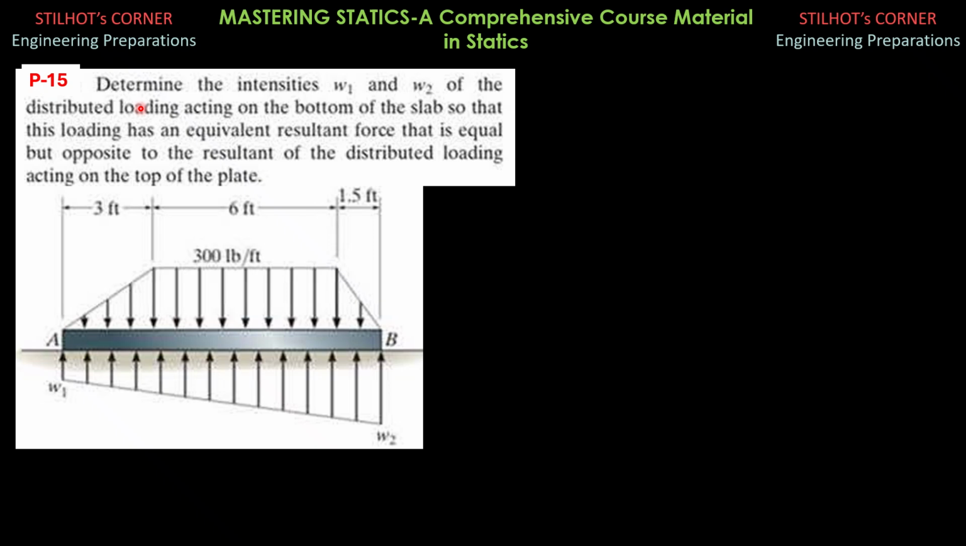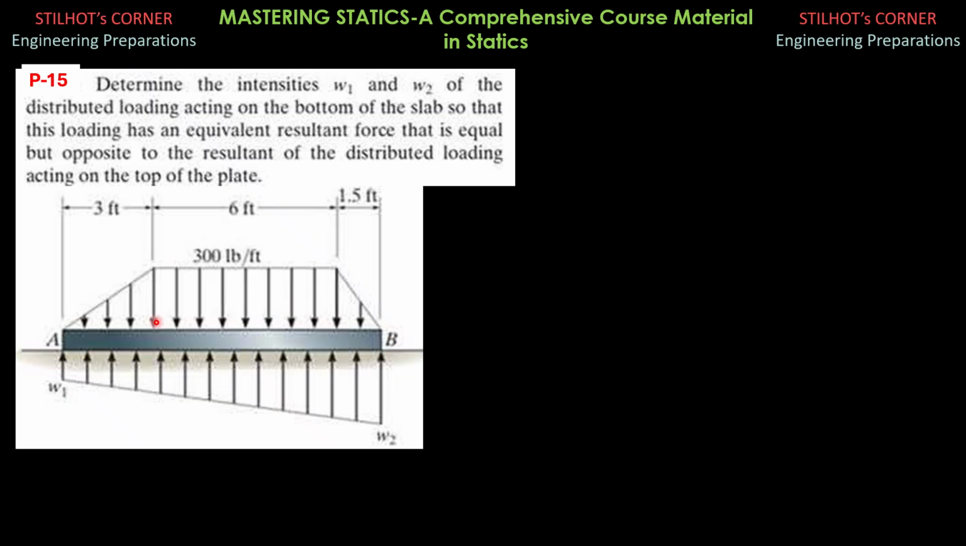Problem 15. Determine the intensities W1 and W2 of the distributed loading acting on the bottom of the slab so that this loading has an equivalent resultant force that is equal but opposite to the resultant of the distributed loading acting on the top of the plate. So the idea is, because the downward loading is equal to the upward loading, they are balanced.